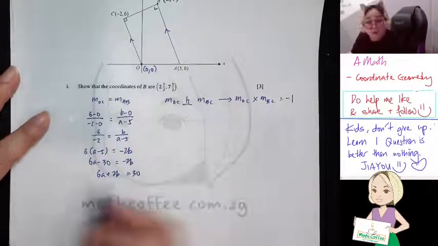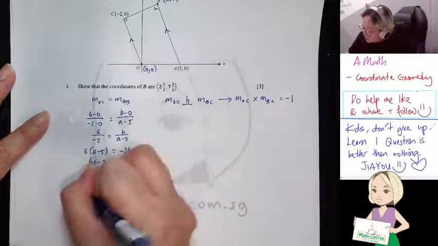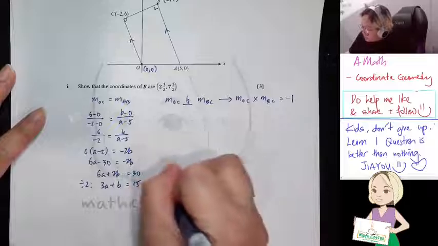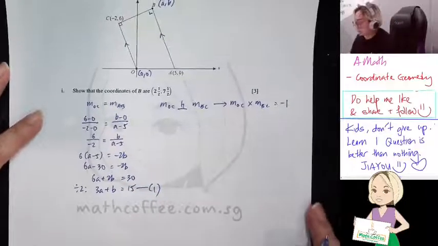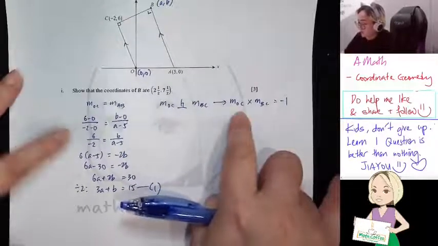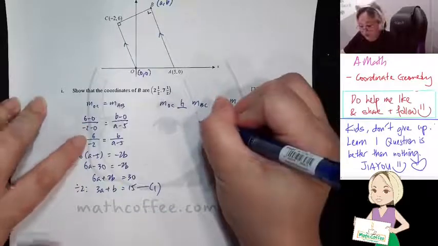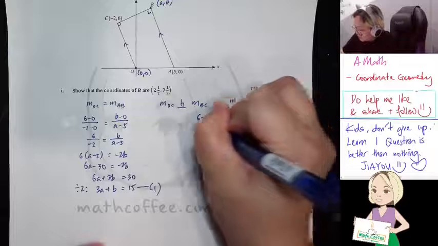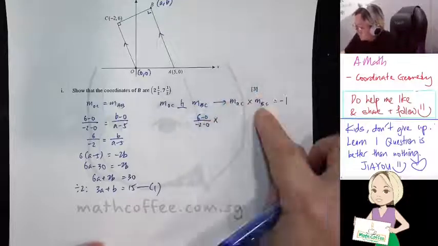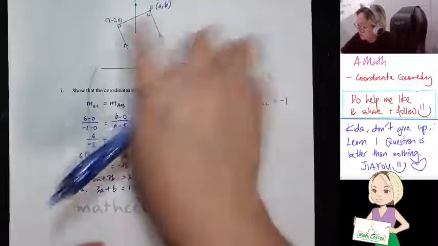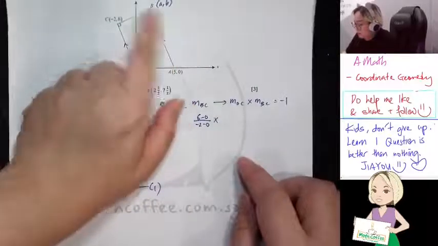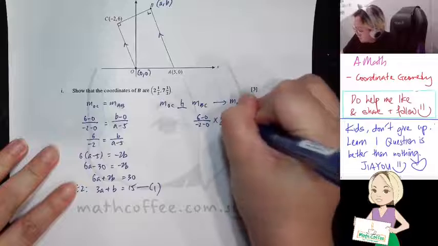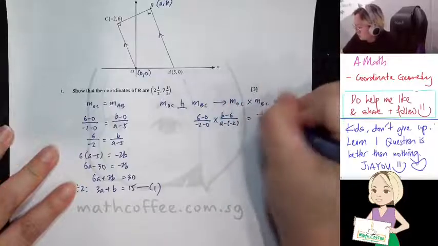This one actually is an equation. When it's an equation, I can try to reduce it. So I'm going to divide by 2. So I get 3A plus B equals to 15. So this will be my equation 1. Next, this one. So let's find gradient OC. Gradient OC actually is the same as here, so I can actually just write here. So it will be 6 minus 0 over minus 2 minus 0 multiplied by gradient BC. BC is over this one, so it will be B minus 6 over A minus minus 2, A minus minus 2 equals to -1 over 1.